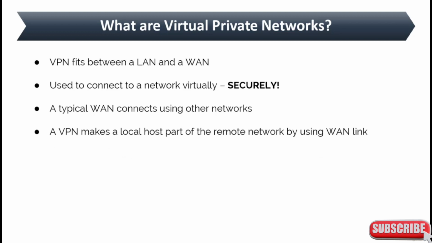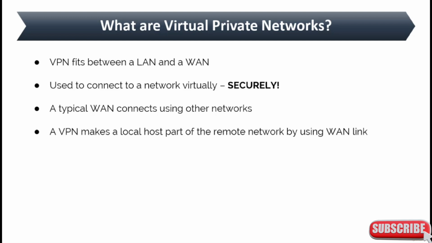So a VPN actually makes your local host part of the remote network by using the WAN link that connects to the remote LAN. Now the VPN will make your host appear as though it's actually local on the remote network. This means that we now have access to the remote local area's resources, and that access is very secure.